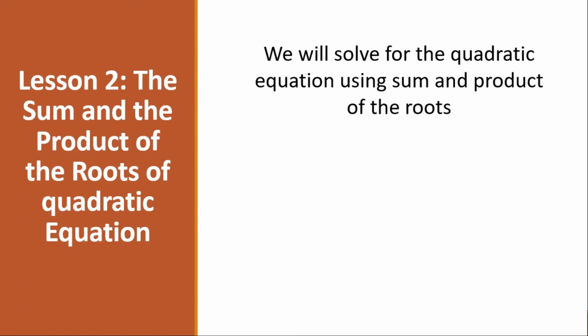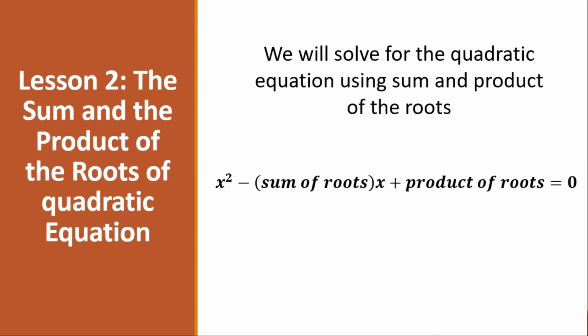Okay, sa lesson 2, baliktarin naman natin yung ginagawa natin. Di ba, kumuha tayo ng sum and product. Ngayon naman, kukuha tayo ng quadratic equation using sum and product din. Okay. Ganito lang yung formula natin. X squared minus sum of the roots times x plus product of the roots equals 0. So, yun lang yung lagi ninyong tatandaan.